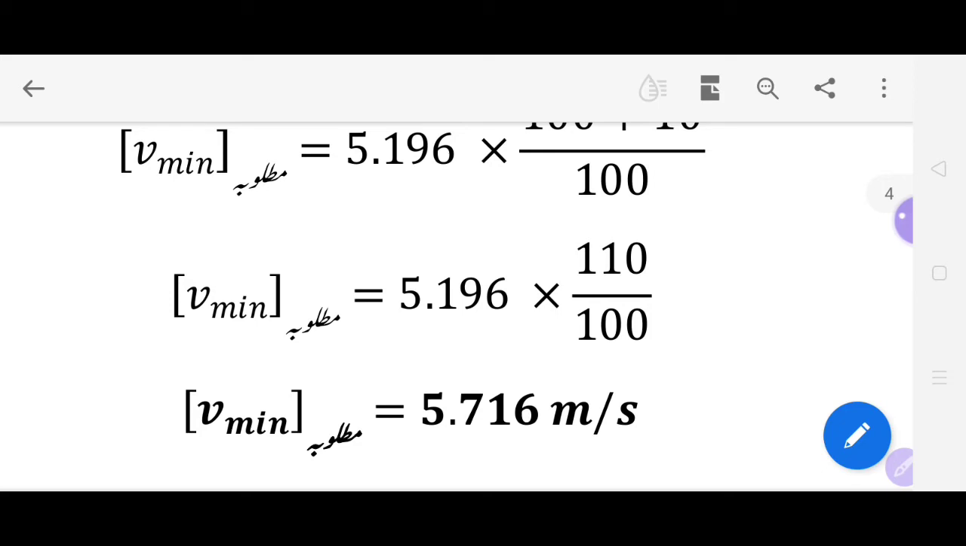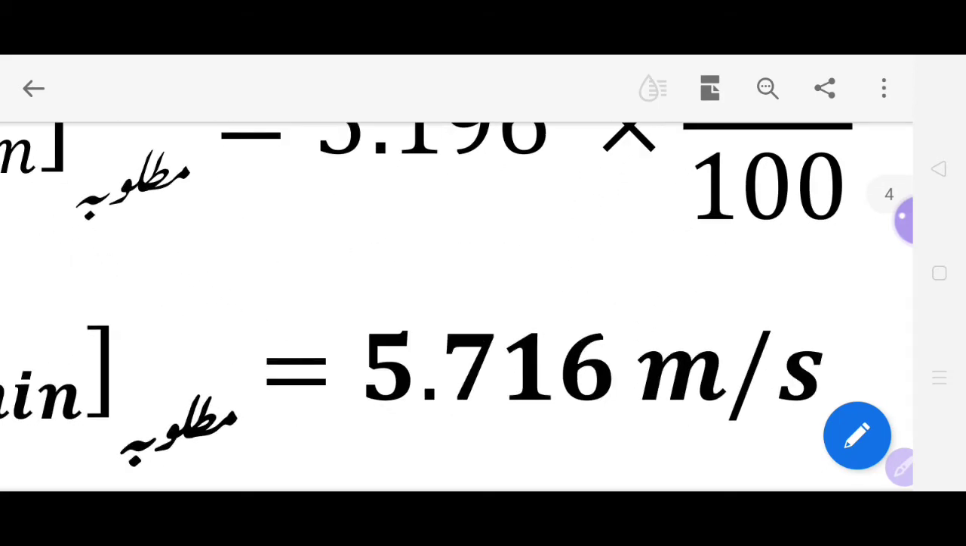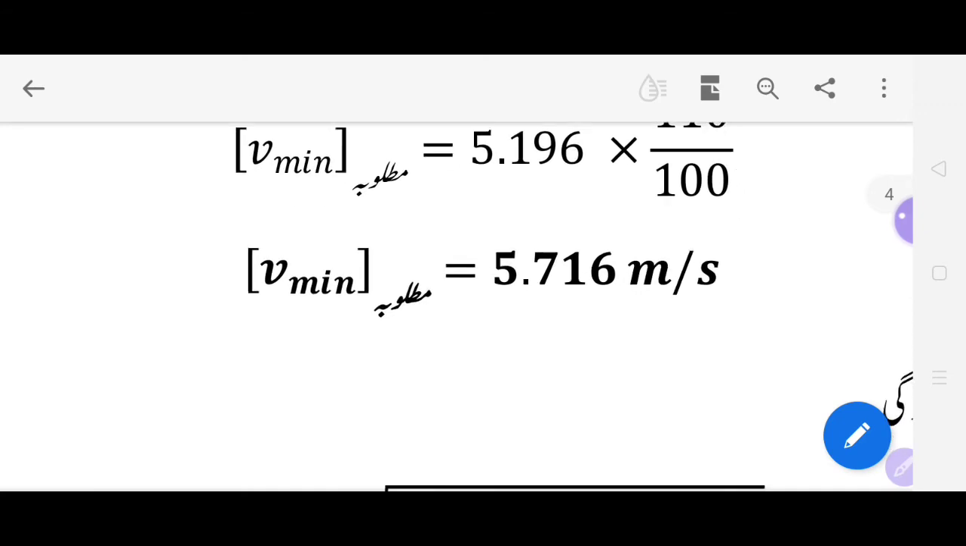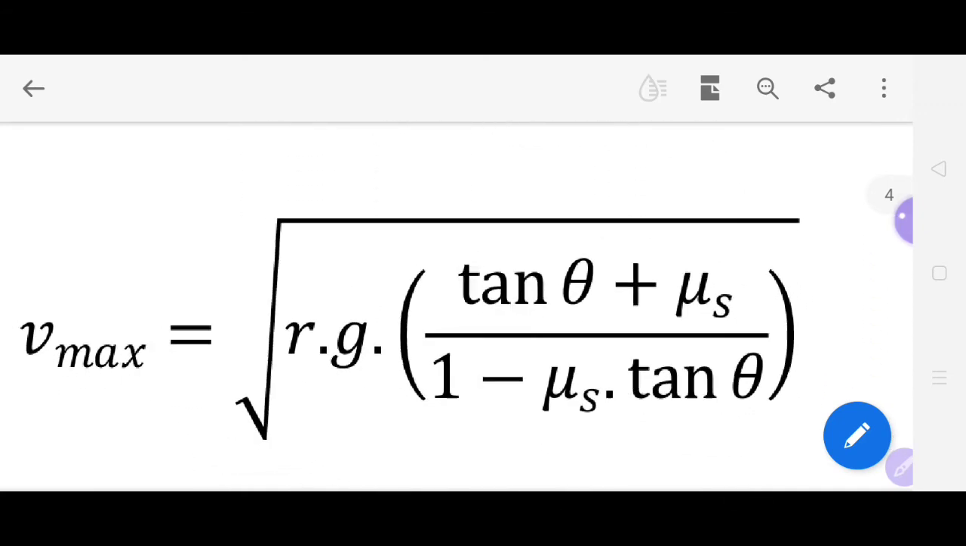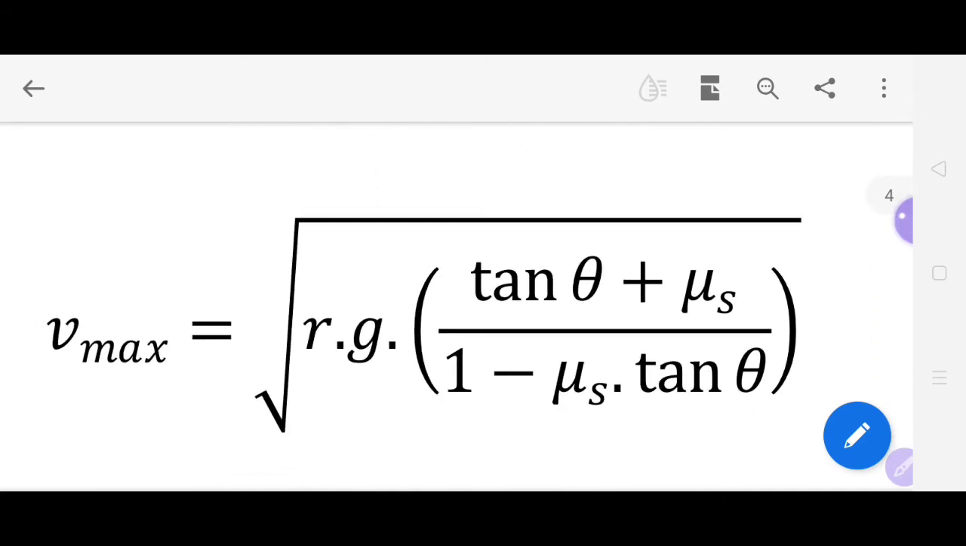Now, if we solve this, we get V minimum required is equal to 5.716 meter per second. So this is our answer actually. This is the 10% margin value of V minimum. Okay. Now we have to calculate the upper limit. First of all, let's see the formula.